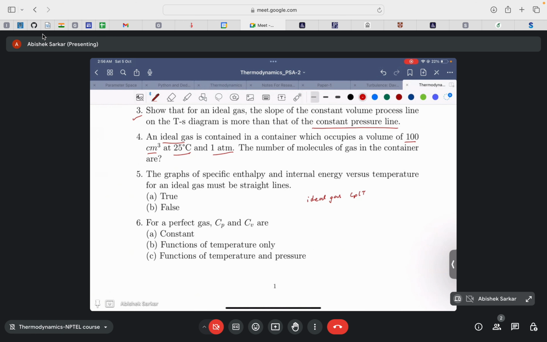Cp is a function of temperature and Cv is a function of temperature as well, so this is false. Okay. For a perfect gas, Cp and Cv, as I just mentioned, the correct answer should be that they are constants.